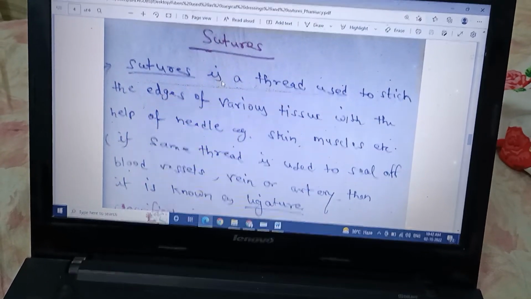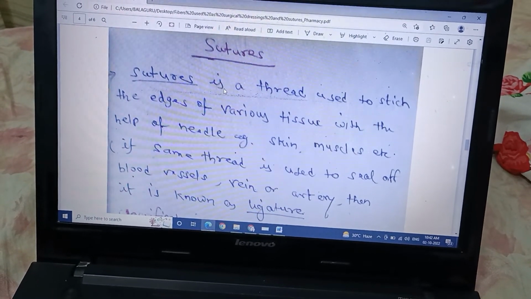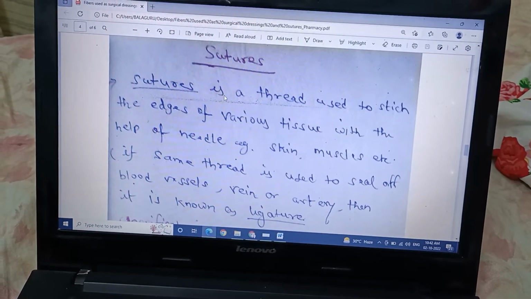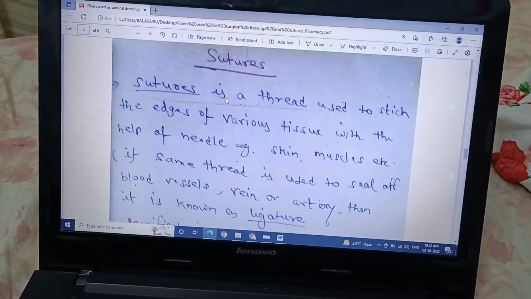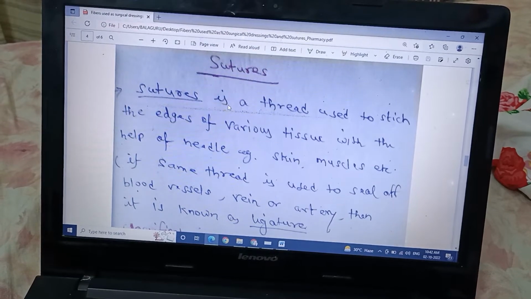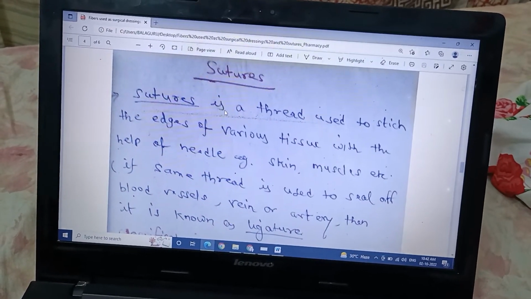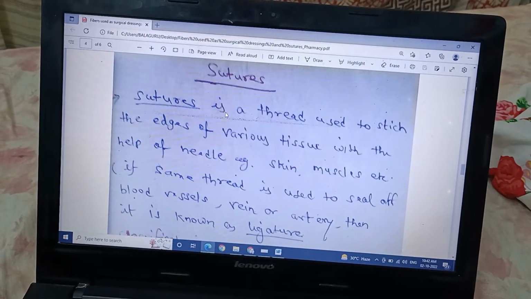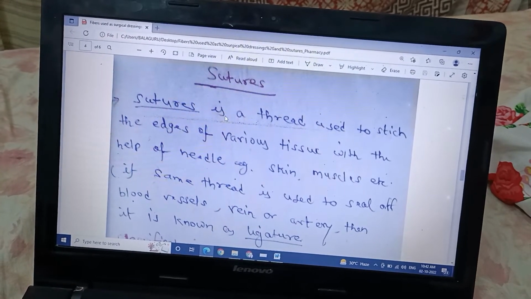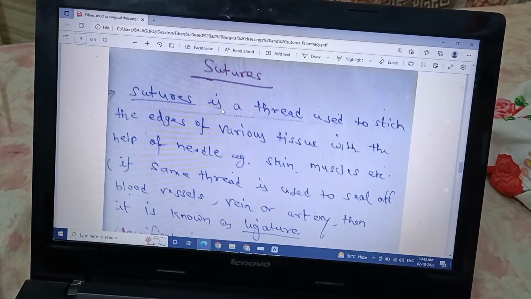When you go to a hospital for injuries or major operations, the physicians use the term suture. Have you ever imagined what that is? A suture is nothing but a thread used to stitch the edges of various tissues, such as skin and muscles, with the help of a needle.